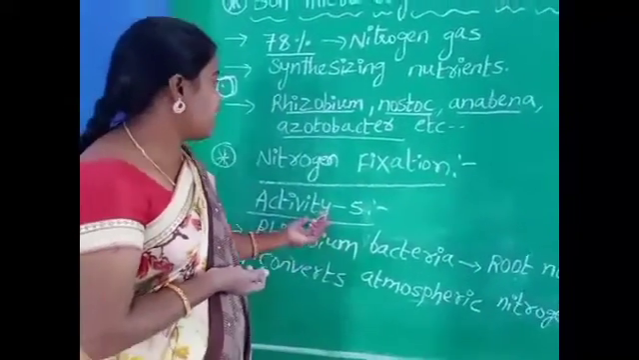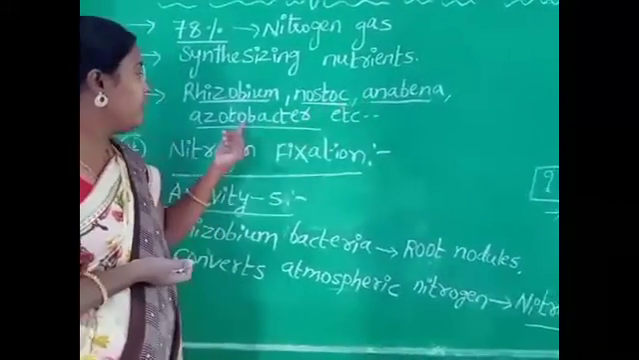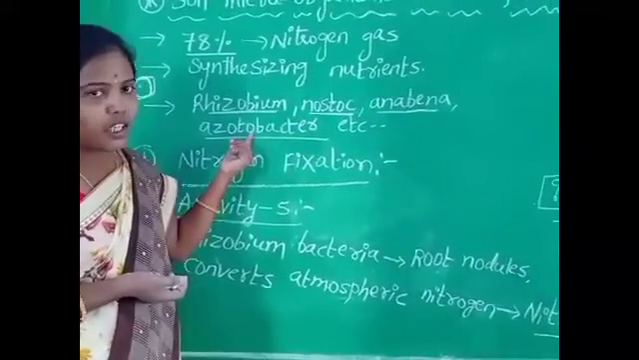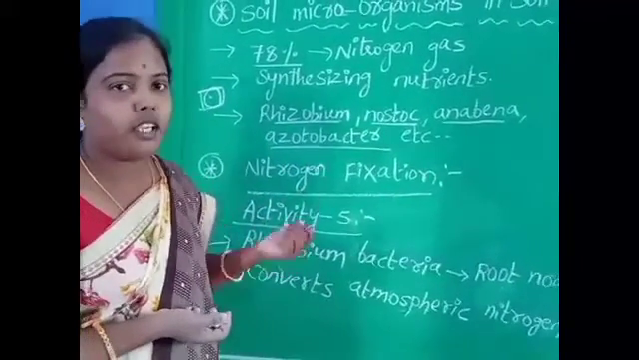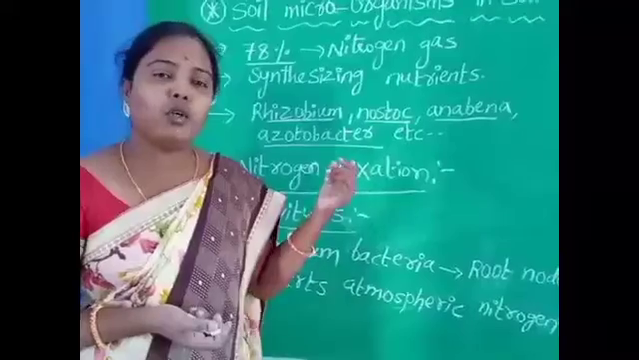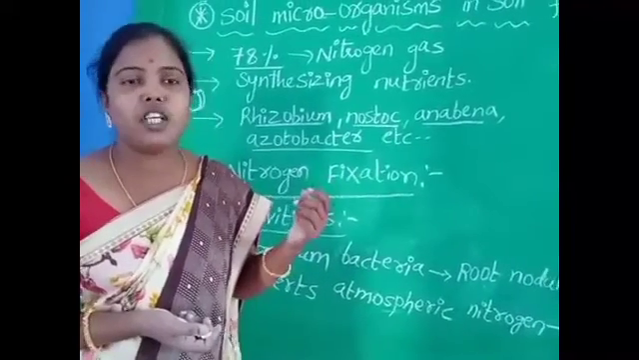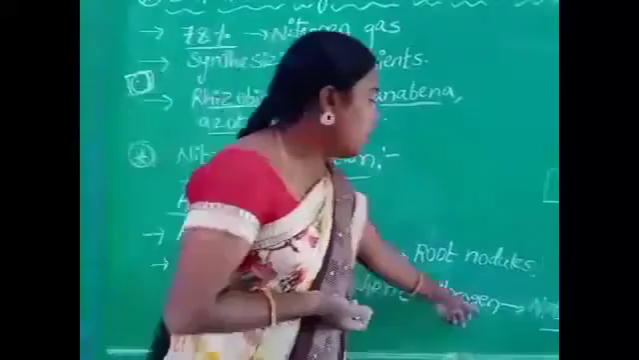The bacteria are Rhizobium, Nostoc, Anabaena and Azotobacter. These bacteria are present in the roots. They absorb nitrogen gas from the atmosphere and convert it into nitrates.